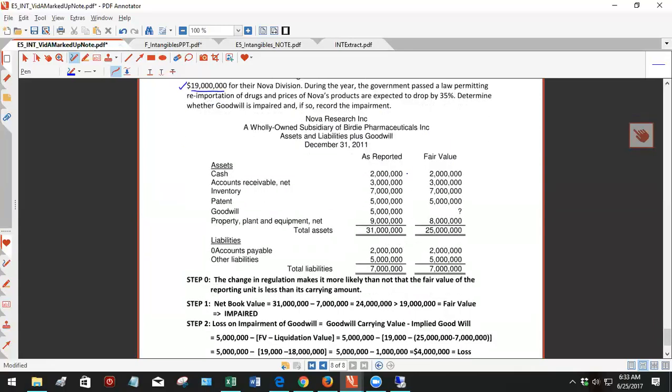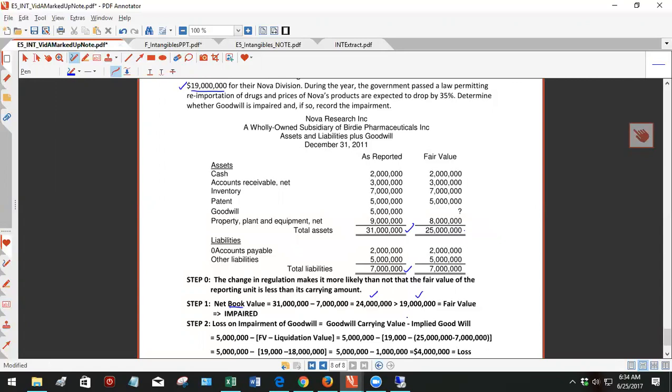Okay, so the first thing we're going to do is compare the book value to the fair value of the company. So the net book value is 31 minus the 7. So it's book value, not fair value. So that's 24 million. And the fair value is less than that.